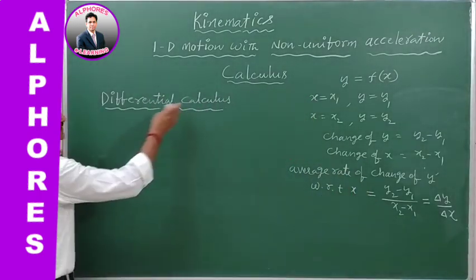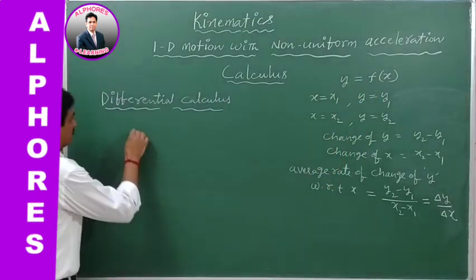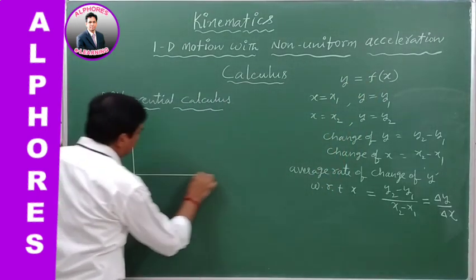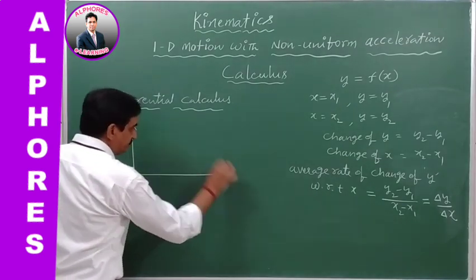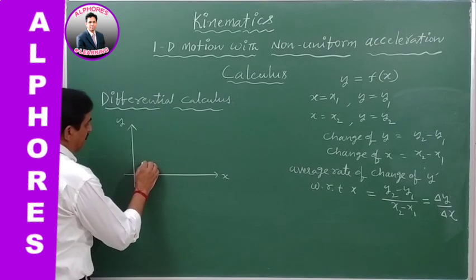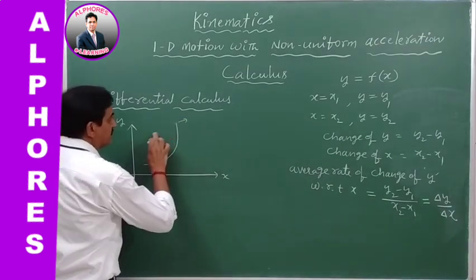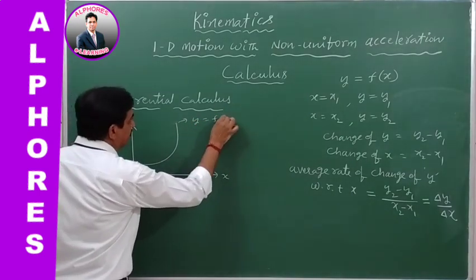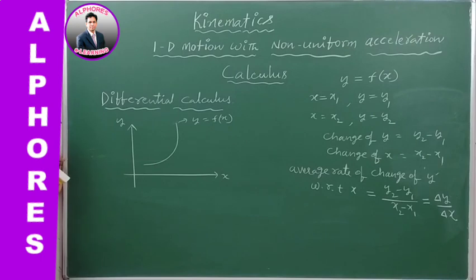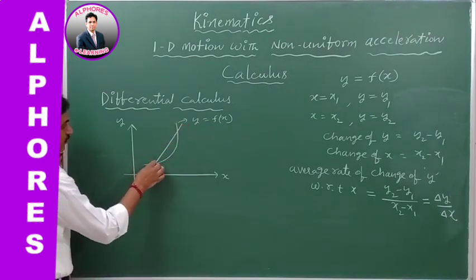Suppose a function is given. What kind of function? y is equal to f of x is a function. So the x and y graph is drawn here. Say this is y and this is x. Okay. Now a function is given, and this graph is drawn according to this function y is equal to f of x. Okay. Now here this is a chord.